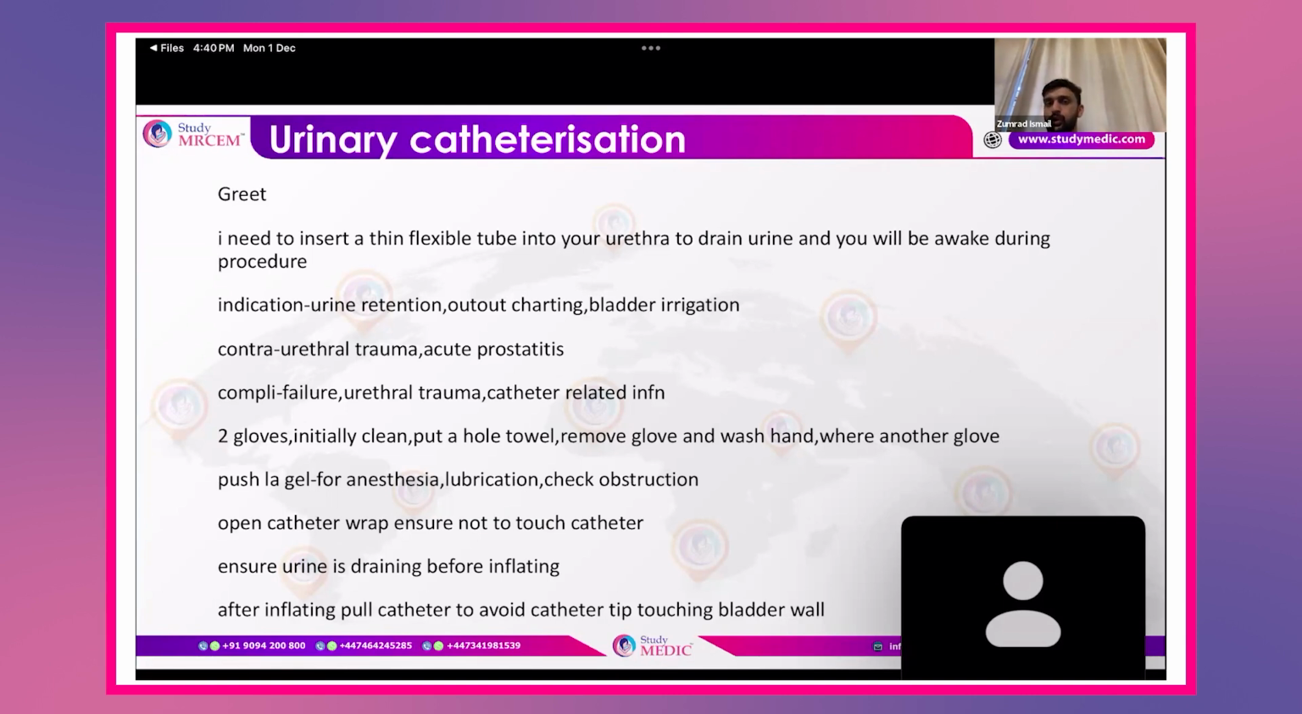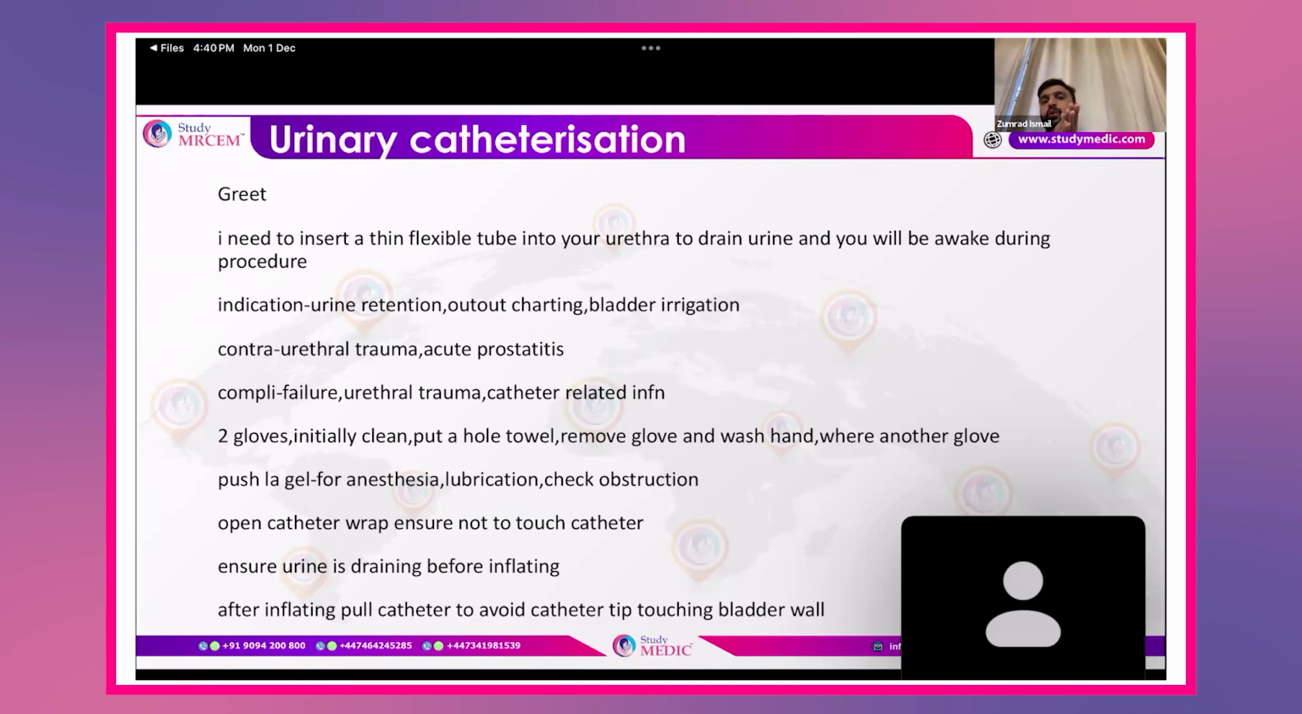Initially, we'll wear 2 gloves and hold the shaft of the penis using sterile gauze. We'll hold the shaft of the penis, pull back the foreskin, and clean the glans area. After that, we'll put a whole towel. Then we'll remove 1 glove. Or else, initially we can wear 1 glove, remove that glove, and wear another glove.